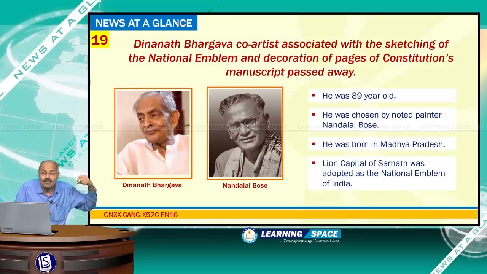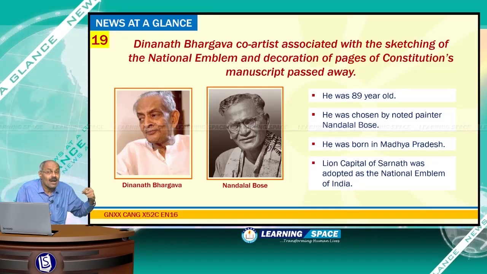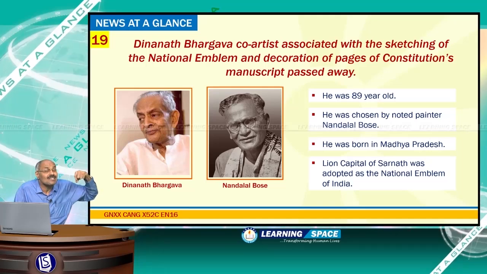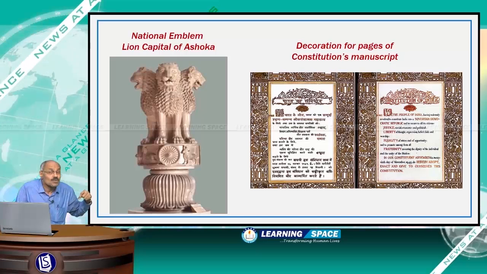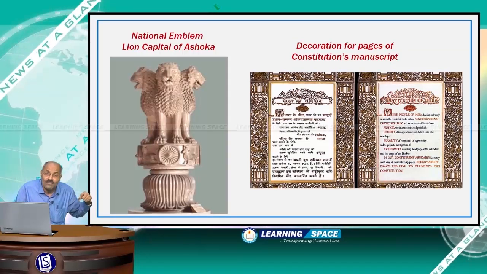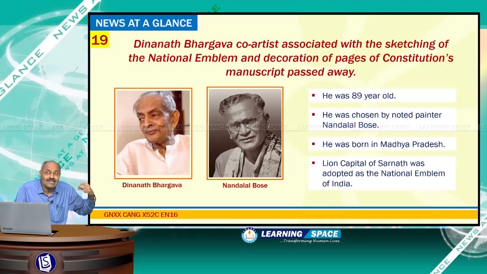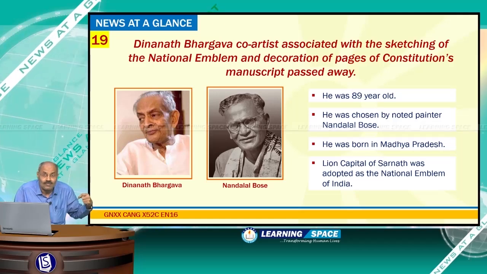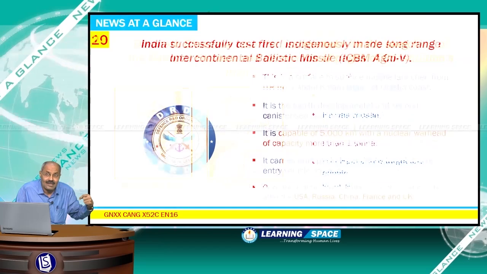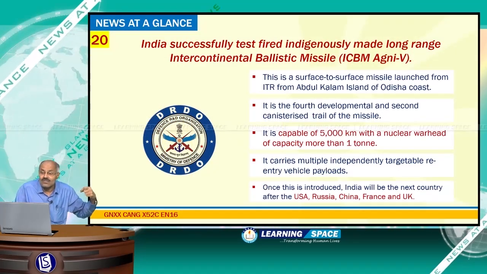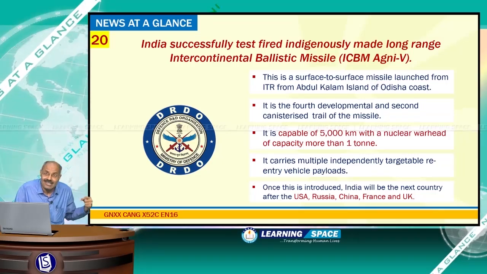Then Dinanath Bhargava, an artist associated with sketching of the national emblem and decoration of pages of the Constitution's manuscript. Please look into this. The Constitution's manuscript is beautifully decorated, and Dinanath Bhargava is the disciple of Nandalal Bose, and Dinanath Bhargava died recently. Then the next one is, India successfully test-fired an indigenously made long-range intercontinental ballistic missile.